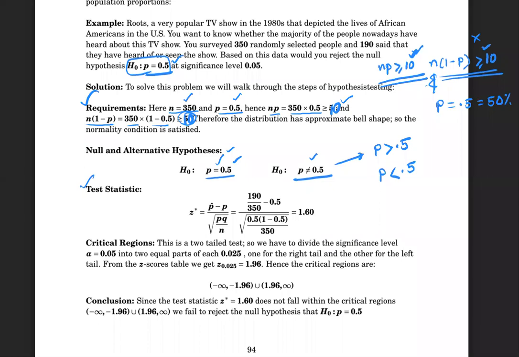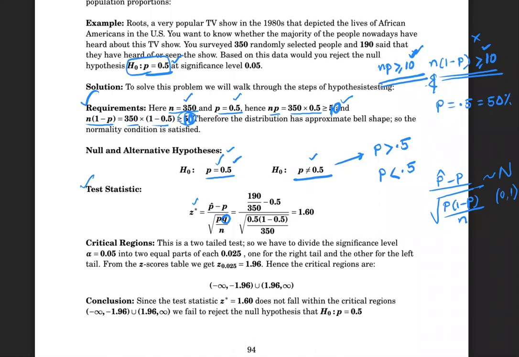Test statistic. This is where you find Z star, which is P hat minus P divided by the square root of PQ, where Q is, by the way, 1 minus P, all of it divided by the sample size N. This has approximately normal distribution with a mean of 0 and a standard deviation of 1. That's why we use Z star.